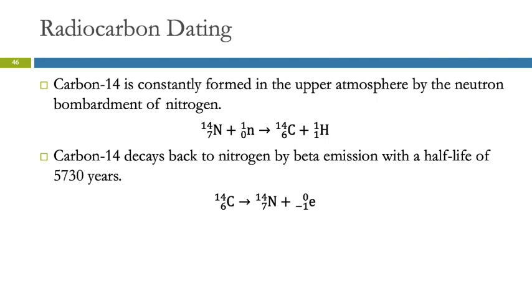And then the carbon-14 decays back to nitrogen by beta emission, and it has a half-life of 5,730 years. Now, in the textbook, they changed that number between two editions, so go with whatever the book says or with whatever Mastering Chemistry says. Because I think sometimes it says 5,735.